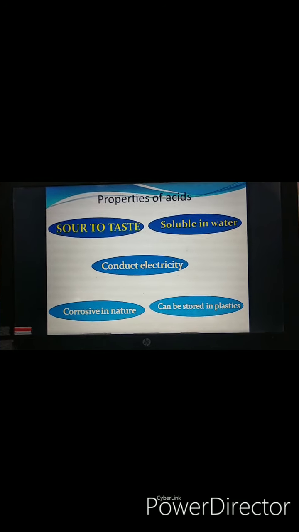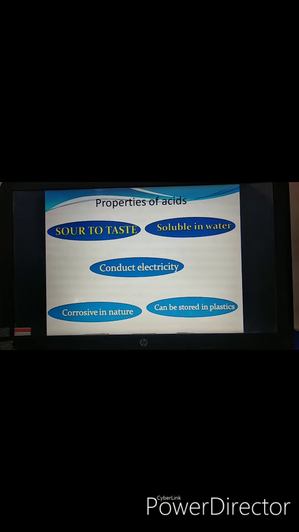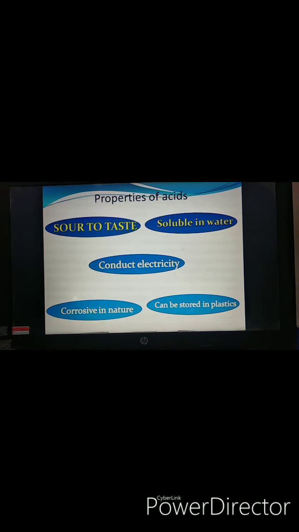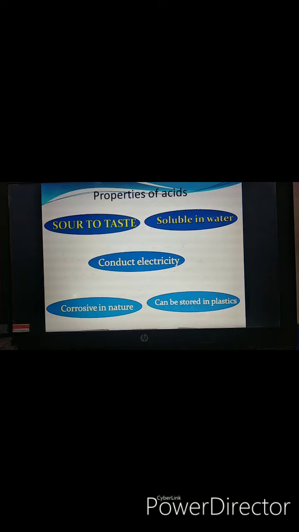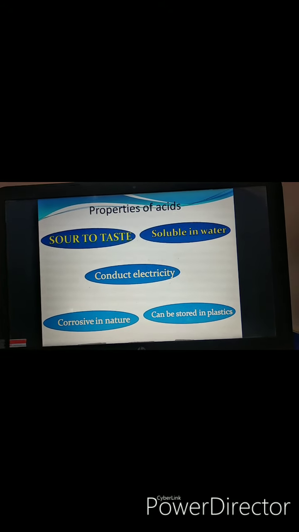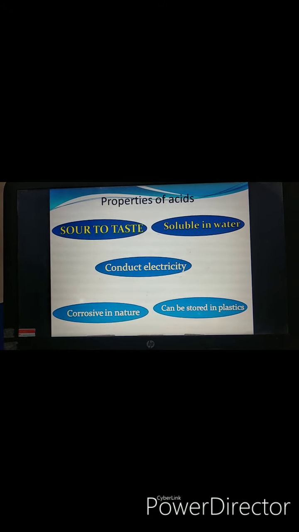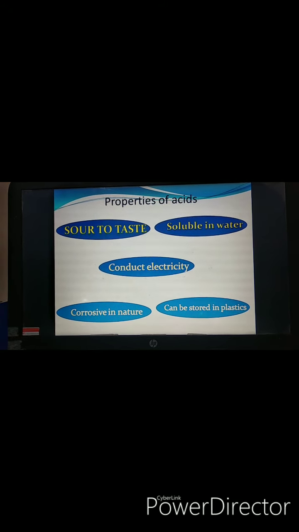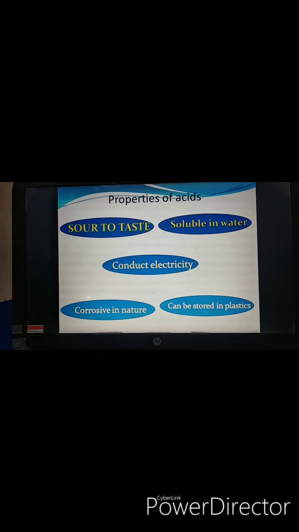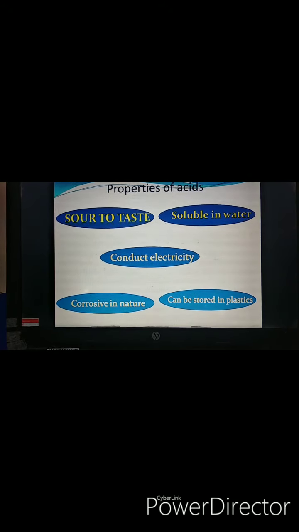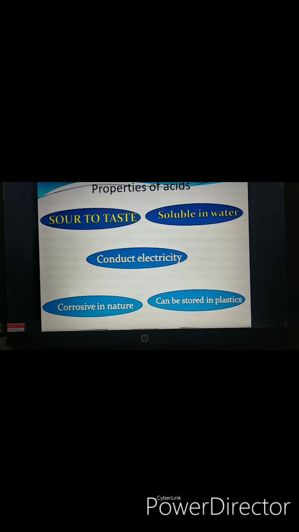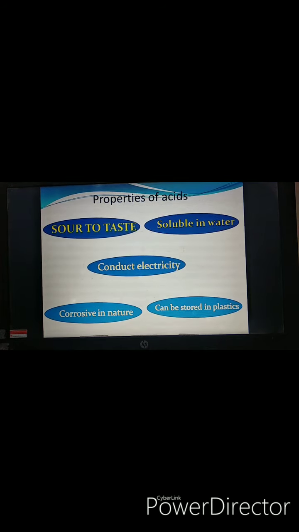Okay, next we will see, students, the properties of acids. First, sour to taste, we know already. Next, they are soluble in water. All types of acids are soluble in water. And also they conduct electricity, so electricity can pass through these acids. Next, corrosive in nature, and also they cause skin burns. And the last one is they can be stored in plastic.